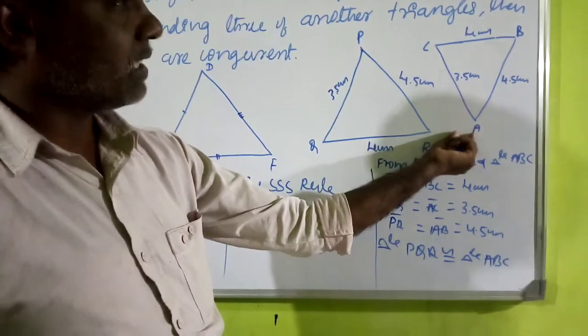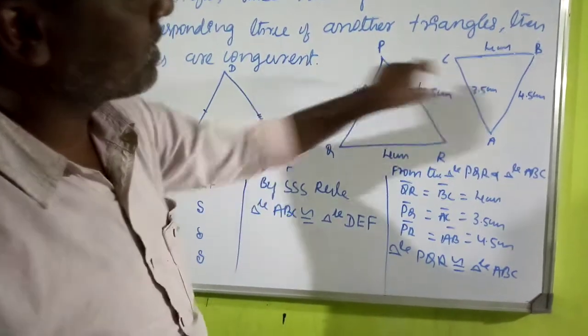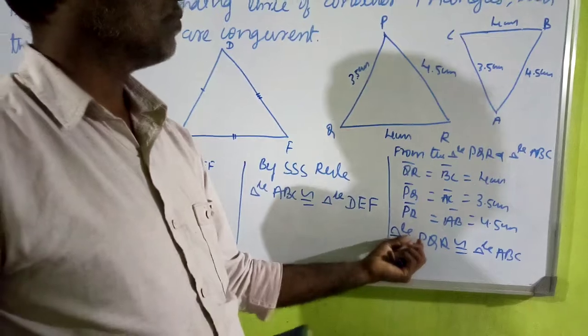So side length is always varying, is it right? So varies means corresponding sides are equal. Then you should say these two triangles are congruent.